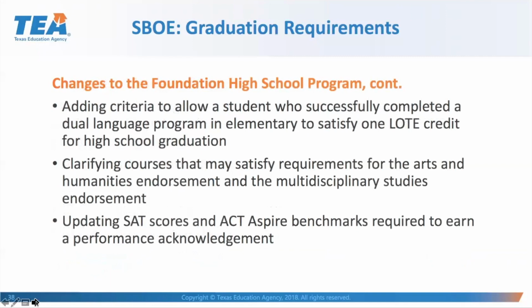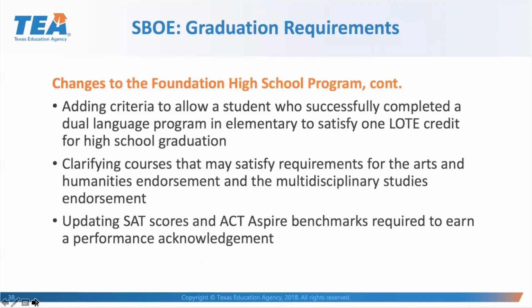Additional changes to the Foundation High School program include adding criteria that allow students who successfully complete the dual language program in elementary school to satisfy one of the 2 LOTE credits that are required for high school graduation. Under Section 7413, it's really focused on endorsements, and so the board amended to update the LOTE courses that satisfy the requirement for an arts and humanities endorsement and allow certain AP and IB courses to satisfy the requirements for that 4th credit in English under the multidisciplinary studies endorsement.